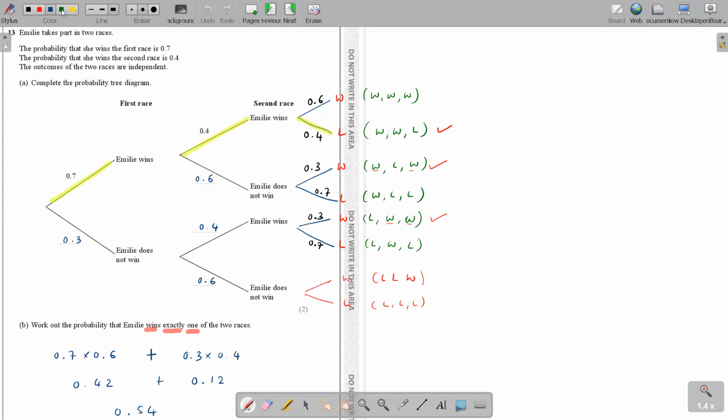The second branch is going to be win, lose, win. Along the branch, the probability is 0.7 into 0.6 into 0.3. Don't color your paper and do anything like this. You need to remove all these other things and make the paper very clear for part A.